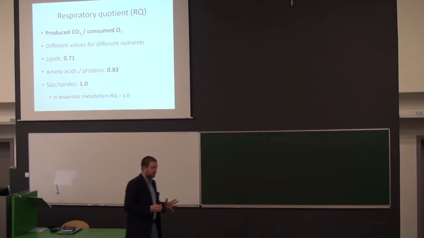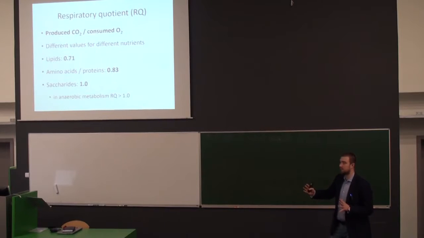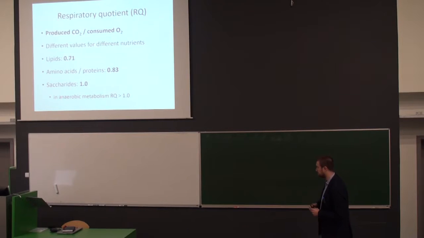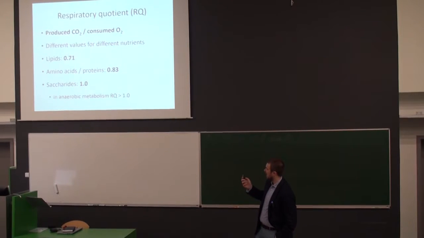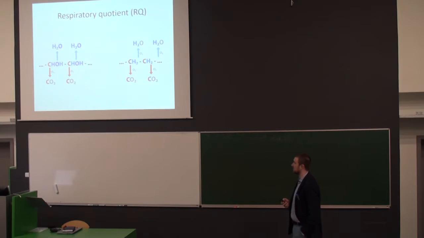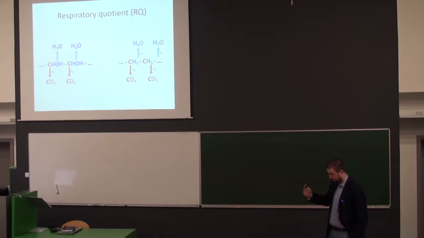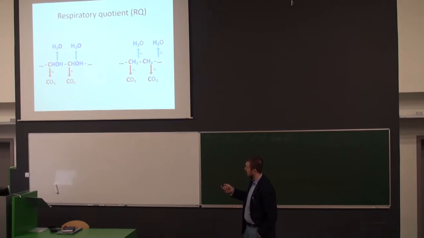You take a nutrient, plus you take the oxygen, and you know that after the whole metabolism, you produce carbon dioxide and the water. The water we do not count here, and for different nutrients we reach different ratio. That means different respiratory coefficient. Here you have a basic explanation why from saccharides we gain a higher ratio than for lipids.